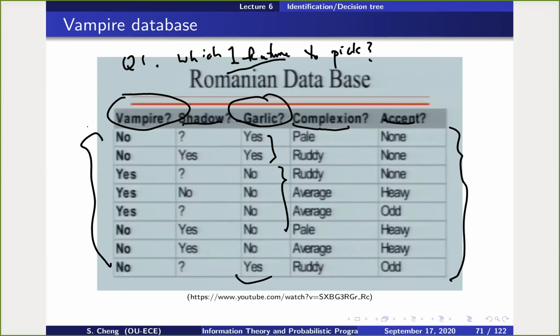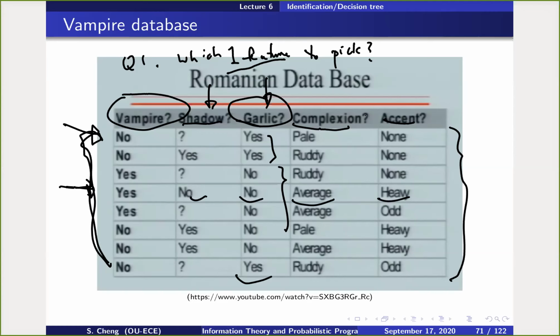I have this guy, a non-vampire, who has this kind of features. Like I cannot tell whether he has a shadow or not, I don't know, but he is afraid of garlic and he has pale complexion, and he doesn't have an accent. And maybe this one is a vampire here. He has no shadow, and he's not afraid of garlic, and has average complexion and heavy accent. My question earlier was, based on this training data, if I just pick one feature to classify whether someone is a vampire or not, which one would be a good feature?